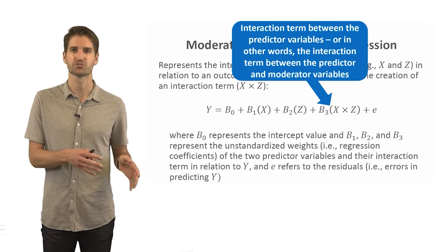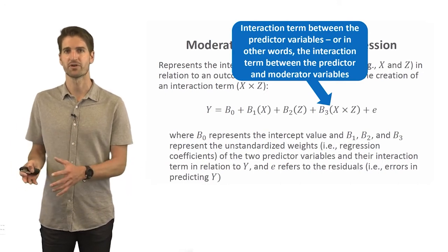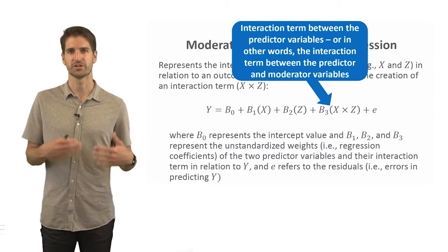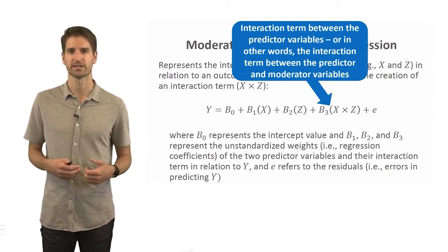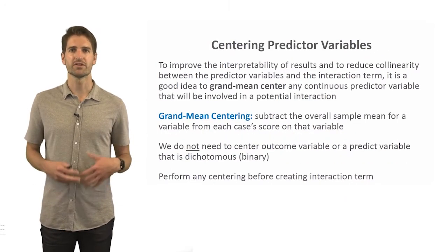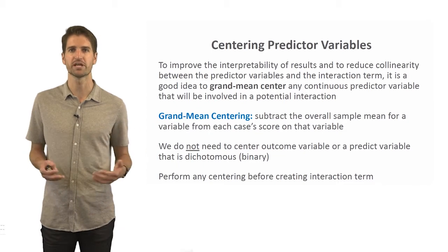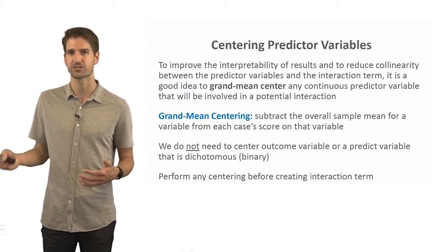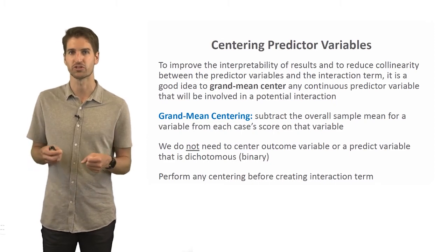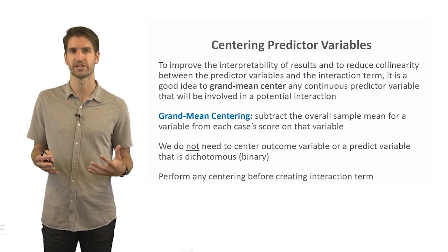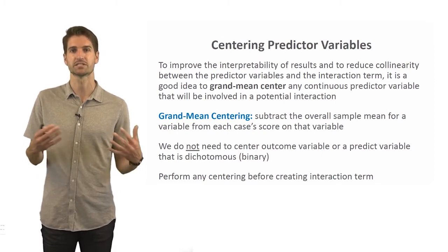It's the predictor variable score times the moderator score and its product for each case or each person in your data. Okay, so now let's talk about what I mentioned a moment ago, this idea of centering predictor variables. In order to improve interpretability of the results and to reduce collinearity between the predictor variables and the interaction term, part of this is because the interaction term is based on those predictor variables, one way to reduce the potential collinearity between those is to actually center those variables.